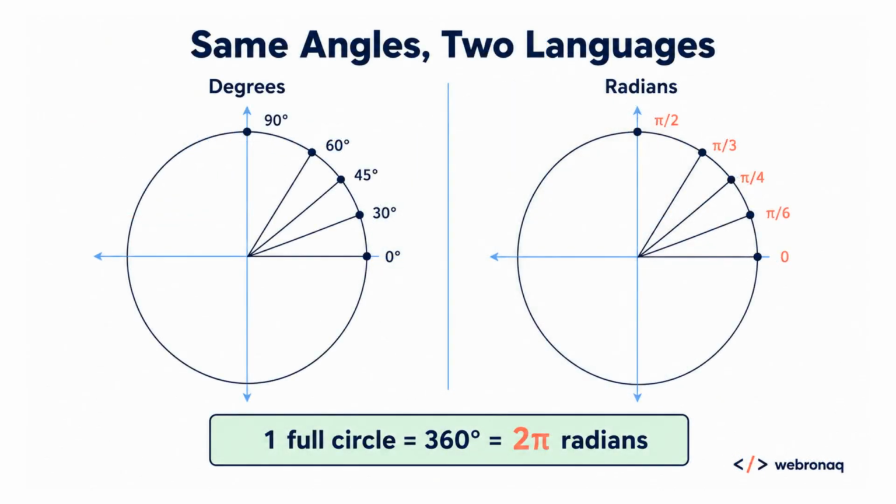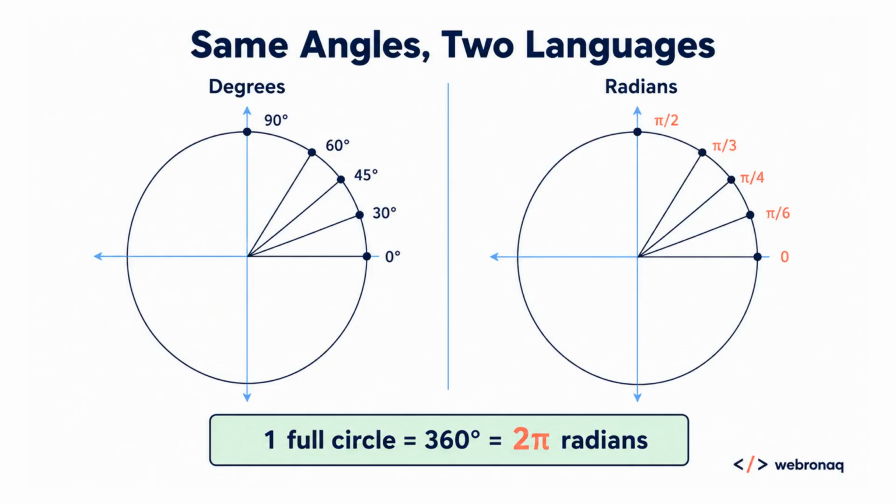Quick thing before we go further. You'll see angles written two ways. Sometimes in degrees, like 90 degrees. Sometimes in radians, like pi over 2. They're just two different units for the same thing, like measuring distance in miles or kilometers. The conversion is simple. A full trip around the circle is 360 degrees. The same trip in radians is 2 pi, so 180 degrees is pi. 90 degrees is pi over 2. And so on. So why bother with radians at all?